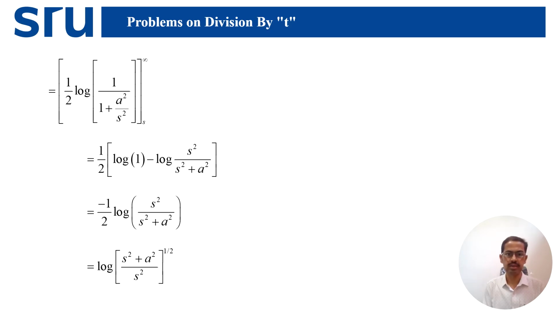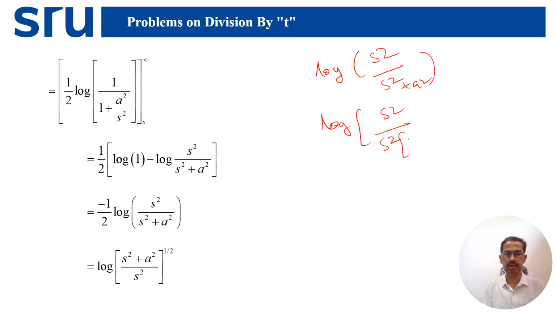How do you get this function? Our original function is log of s square by s square plus a square. We substitute infinite, which gives an indeterminate form. So that's why I'm taking s square common from the denominator, 1 plus a square by s square. So s square gets cancelled. So this is 1 by 1 plus a square by s square. Now this is log 1 minus log s square by s once again, right? Upper limit minus lower limit.